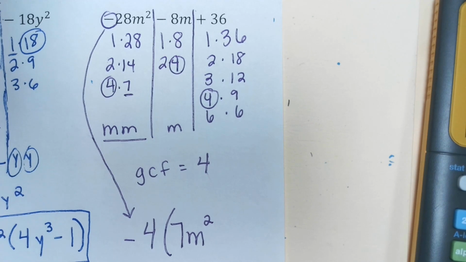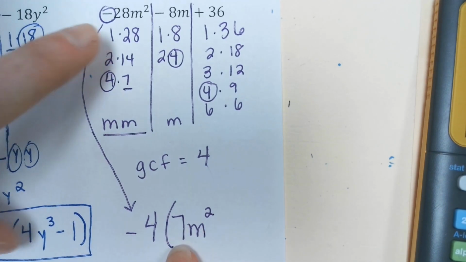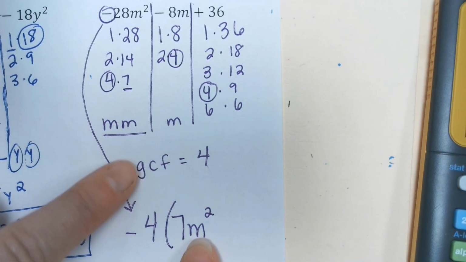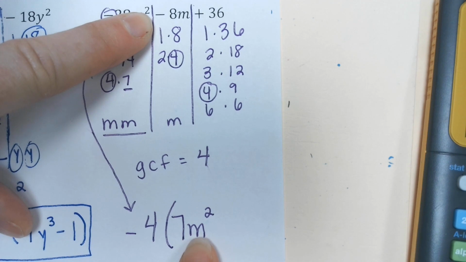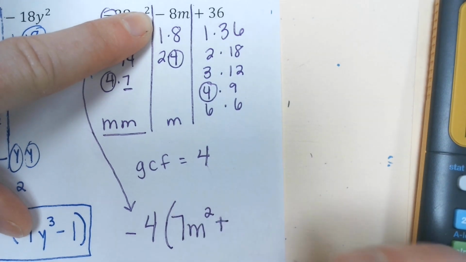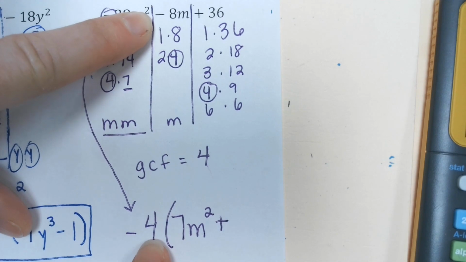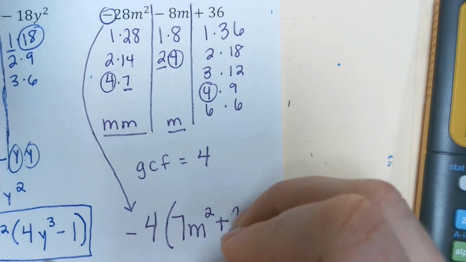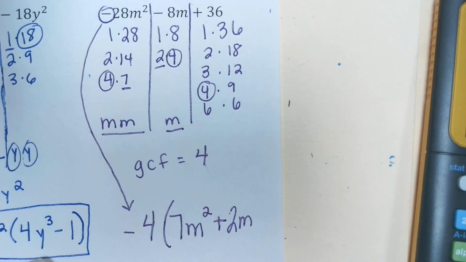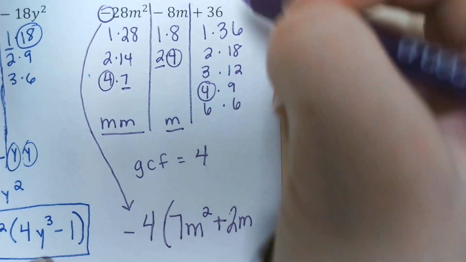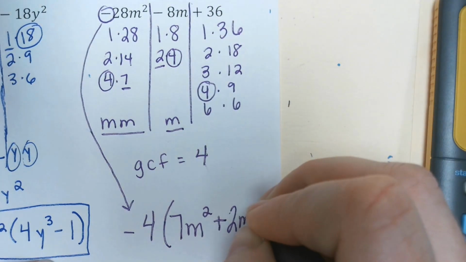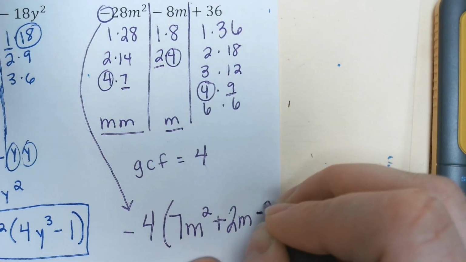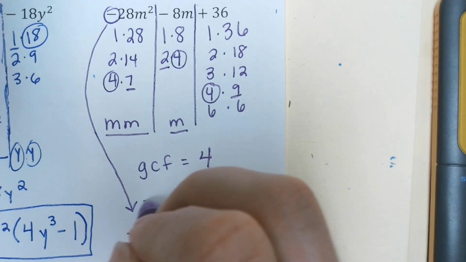So if you want to check yourself, just multiply. Negative 4 times 7. That's negative 28. m squared. And then our next one, it's no longer minus because we're changing all of our signs. So it's plus. Negative 4 times what gives me negative 8m? 2m. And then plus 36, well, it's going to be minus what matches with 4, 9. Close your parentheses.